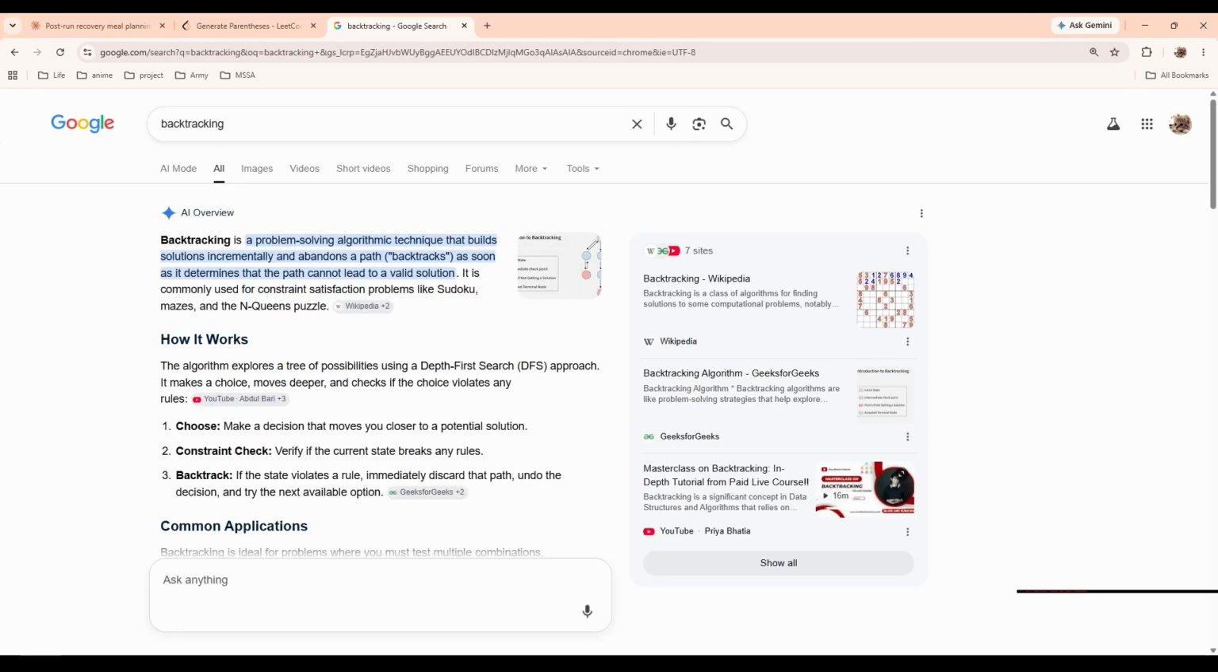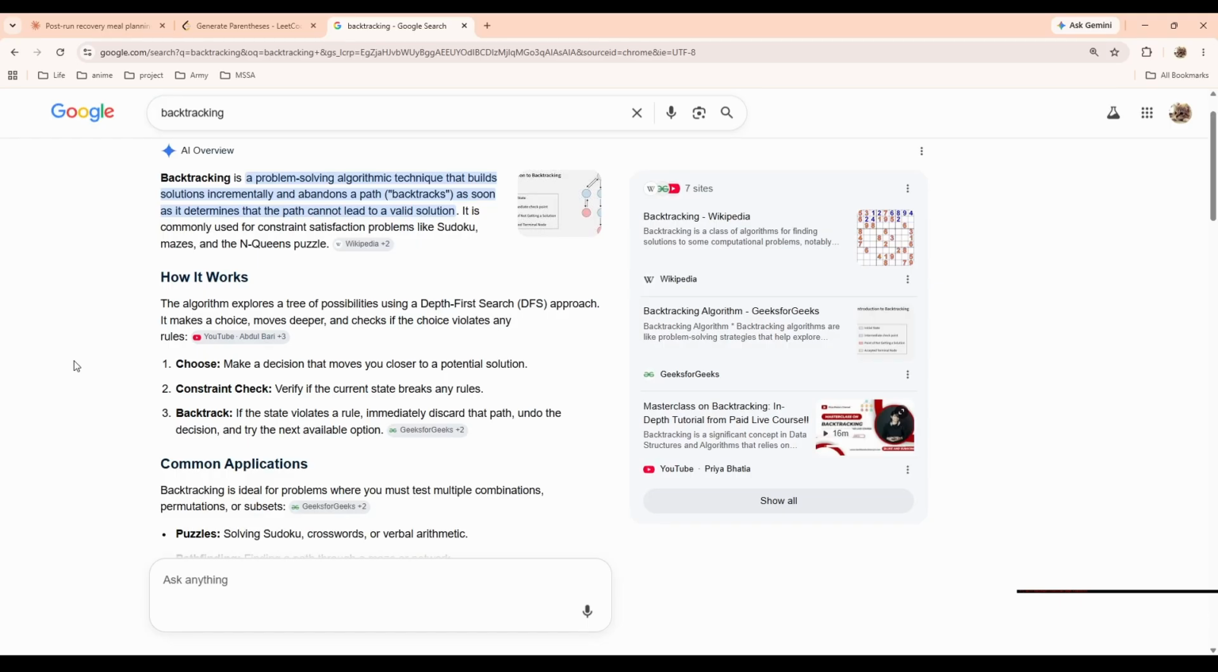I think the best place to start is looking up what backtracking really is. It's a problem-solving algorithmic technique that builds solutions incrementally and abandons a path, which is referred to as backtracking, as soon as it determines that the path cannot lead to a valid solution. Sounds like a very wise algorithm that could be applied to real life. If only people could do this, sounds like an amazing way to live your life. It is commonly used for constraint satisfaction problems like Sudoku, mazes, and the N-Queens puzzle. I don't know what the N-Queens puzzle is.